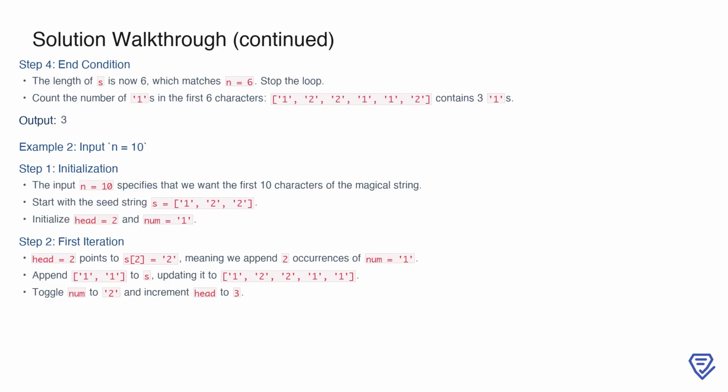Therefore, the output for this example is 3. Next, we consider a new example where n is 10. The process begins similarly, with the input specifying that we need the first 10 characters of the magical string.